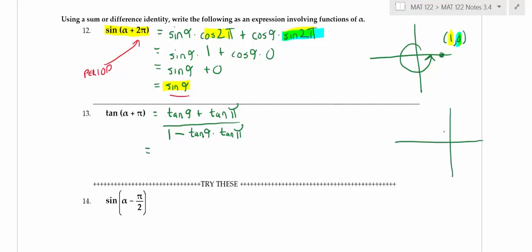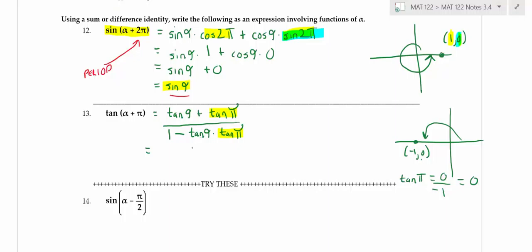All right, now we're going to look, again, just at a unit circle, look at pi. So if you have pi on a unit circle, you're looking at -1, 0. So the tangent of pi is y over x. Y is 0, x is -1. That means the tangent of pi radians is 0. So everywhere you see a tangent of pi, you're going to replace that with 0.